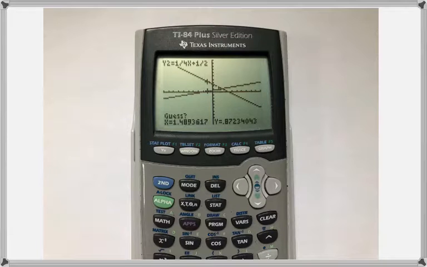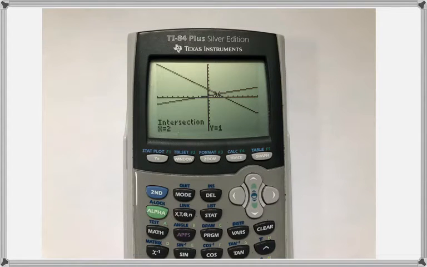And then you can make a guess that's close to the intersection point. If you want to make a guess that's further away, you can, but your calculator will still be able to figure out what the intersection point is. So if you press enter again, then it does find the intersection point. And it's 2, 1, which is what we found with the other two methods.